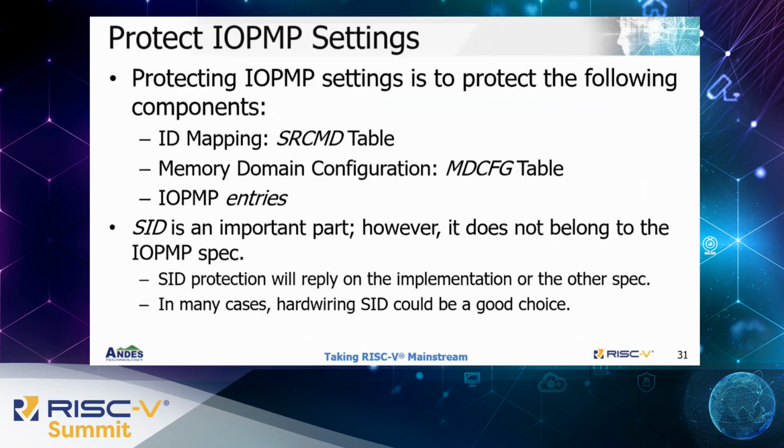Before talking about the fine-grained protection, let's look again at the component that we want to protect. We have the SRCMD table, which is used to describe the MDs associated with a SID. It can be considered as a bit matrix of 2 dimensions, one for SID, the other for MD. Thus, we protect the table from 2 directions, the per SID protection and the per MD protection.